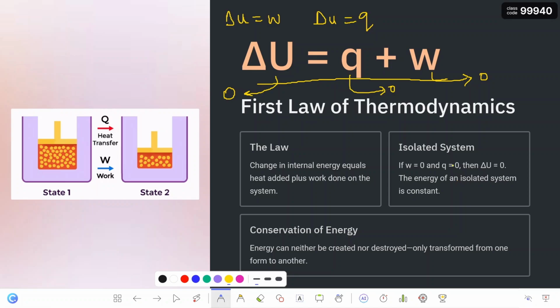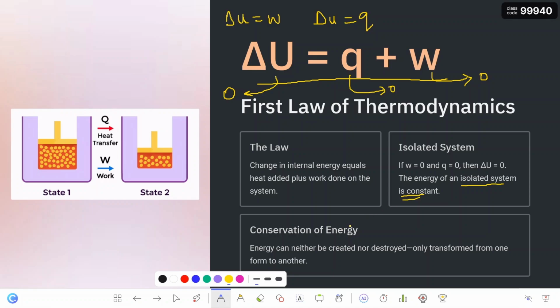That means the energy of an isolated system. For an isolated system, there is no heat transfer, there is no work done. In that case, the energy of an isolated system is constant. Since energy is constant, delta U is equal to 0. So this is another important way of expressing the first law of thermodynamics.